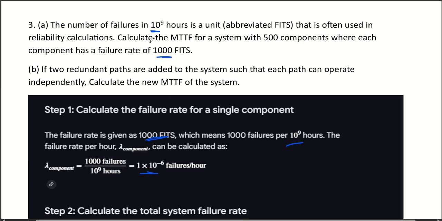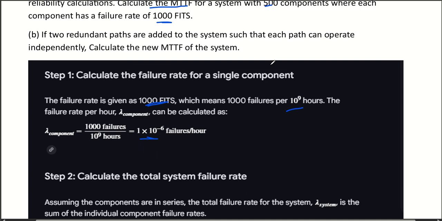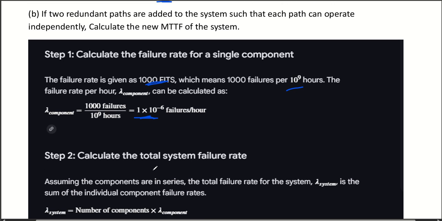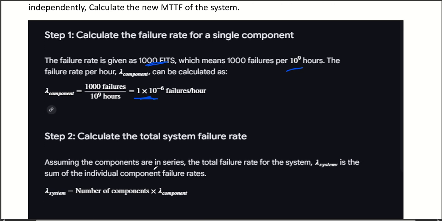Now, realize that the question asks us to calculate the MTTF of a system with 500 components. We have to calculate the total failure rate. This is the failure rate for each component, right? Each component has a failure rate of 10 exponent minus 6. So to calculate the total failure rate of the system, it's just the number of components times the failure rate.